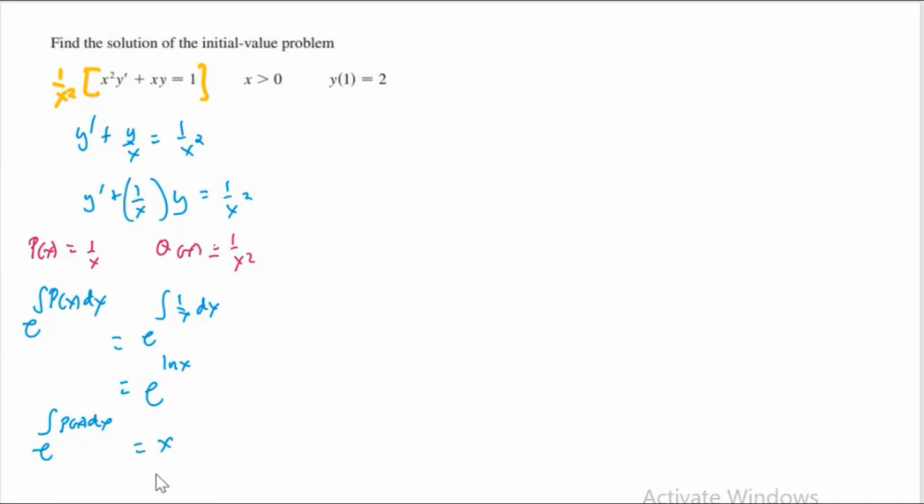Now, after knowing the value of the integrating factor, we are going to use the equation. Since that is a linear equation, we use the formula: y times e raised to the integral of p of x dx is equal to the integral of q of x times e raised to the integral of p of x dx, dx. So by substitution, since we already know the value of the integrating factor, e raised to the integral of p of x dx, which is equal to x.